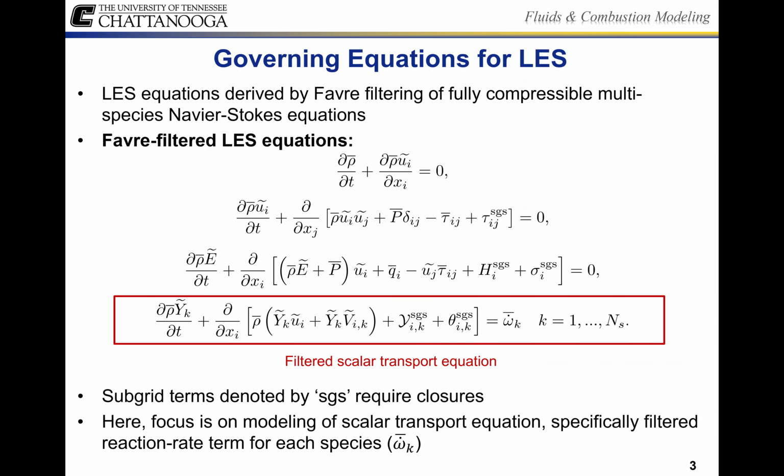Okay, so the compressible LES equations are obtained by spatially filtering the Navier-Stokes equations using a top hat Favre filter, which is appropriate for finite volume schemes. Here, all of the subgrid terms, especially in that last equation, which is for the filtered scalar transport, all the terms that are denoted by the superscript SGS require closures, and we're going to focus primarily on the filtered scalar transport equation, specifically the filtered reaction rate term for each species, as we can see on the bottom, which is that omega sub k.